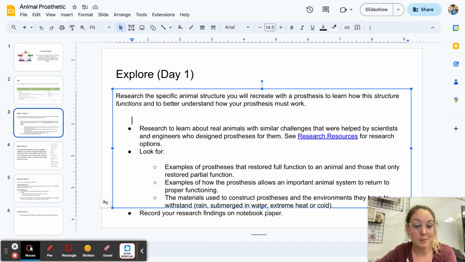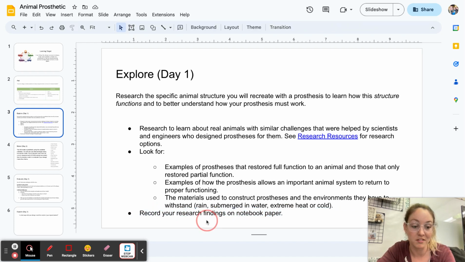And you want to be thinking about what materials you're going to use for your prosthetic. Maybe make a list on your piece of paper of materials that you're going to need, because then when I come and see you next week, I can look at what I have and what you might need to bring in, or we can find something else that might work. Everything you research today needs to be recorded on notebook paper. So that could include your sketches, your drawings, research. And so today is all a research day.